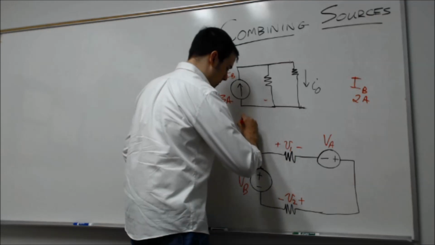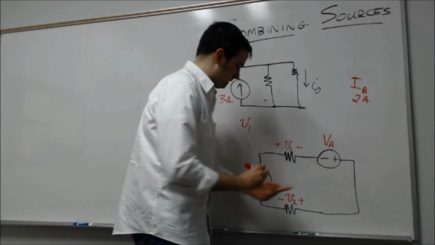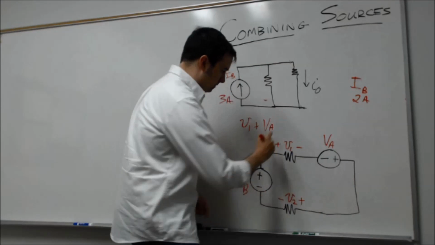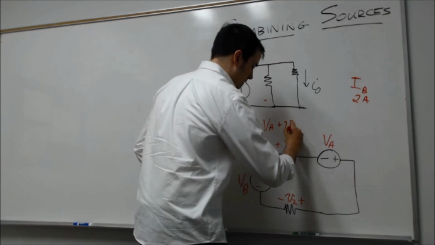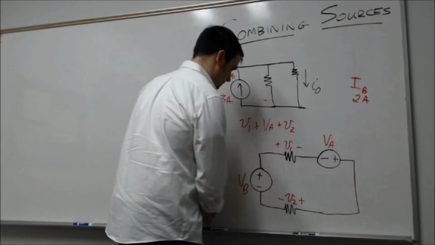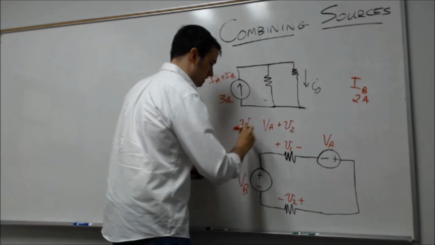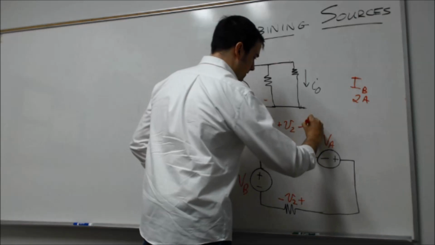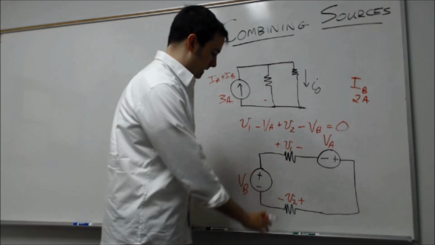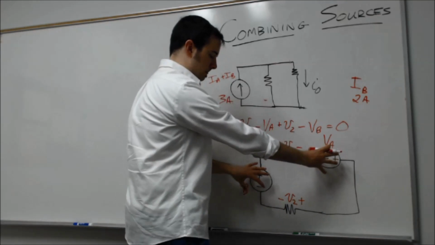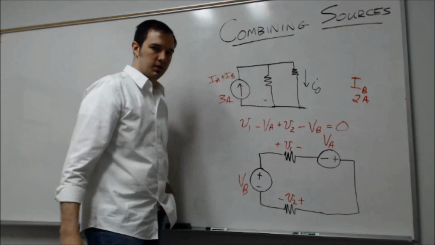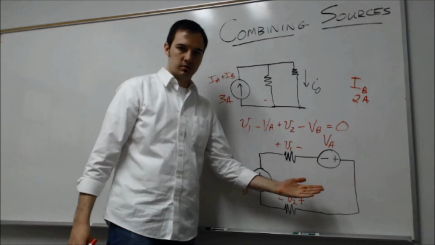So I have a voltage drop V1. I have a voltage rise here, so that's plus VA. Coming around, I have a voltage drop across V2. And then again, a voltage rise from VB. Sorry, this should be minus VA, because that's a voltage rise, and a minus VB. Again, all equals 0. So again, now you can see, despite where these voltage sources are with respect to each other, despite the fact that they have these resistors sitting in between them, they're still in series, okay?